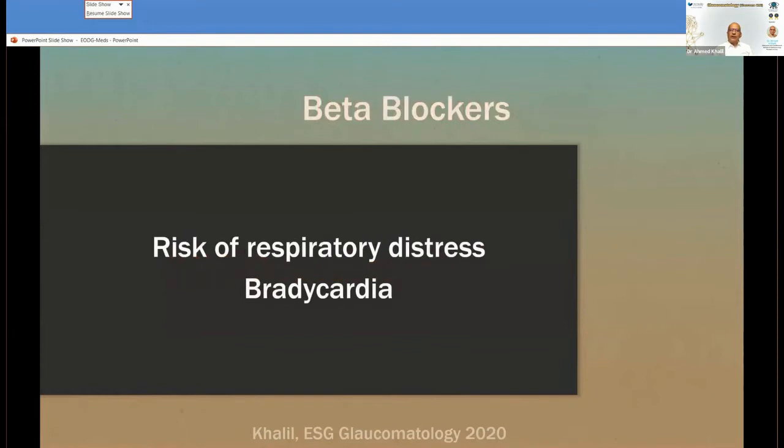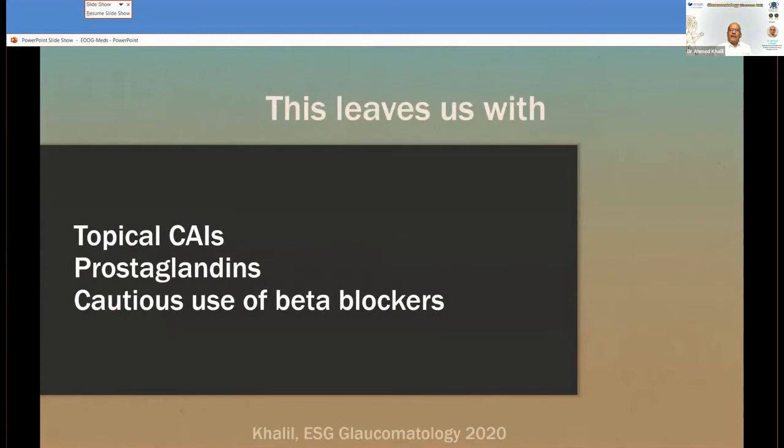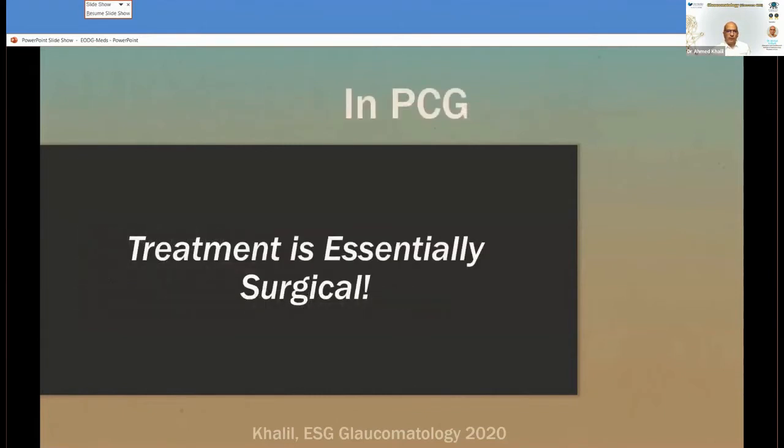Beta blockers carry the risk of respiratory distress and bradycardia if they have a heart block. So respiratory distress, if the child has no asthma, probably it is safe. So this leaves us with topical carbonic anhydrase inhibitors, and we have many, prostaglandins, and the cautious use of beta blockers. These are the drops which we can use as a temporary measure before proceeding to surgery. A child comes and you are not ready to operate for a week for any reason, then you can use the medical therapy for this temporary period. Treatment is essentially surgical, and I invite Professor Yasmine to talk about our surgical options.